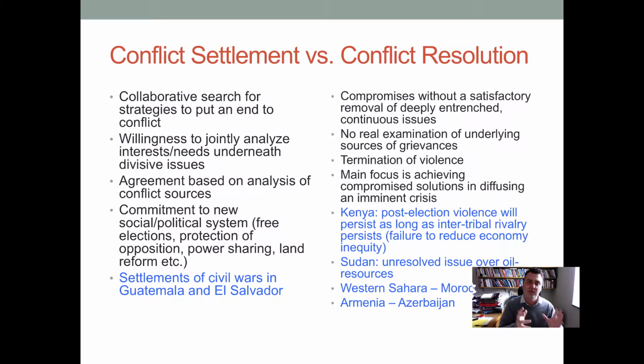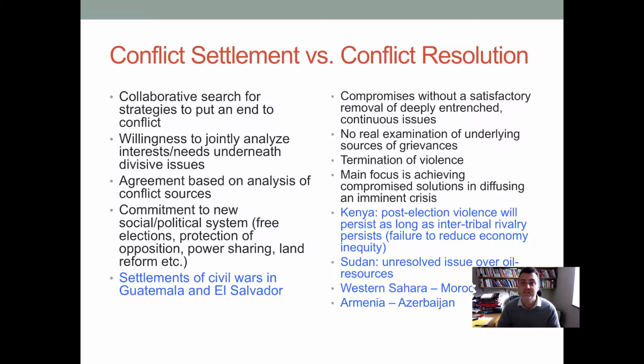That one particular group which was excluded from government, that had been subject to forms of hardship and persecution, are being enfranchised. They are making sure that their voices are being heard again. So this is a collaborative search for solutions. Looking at the settlements of the civil wars in Guatemala and El Salvador would be an example of conflict settlement. Conflict resolution, on the other hand, is very different.